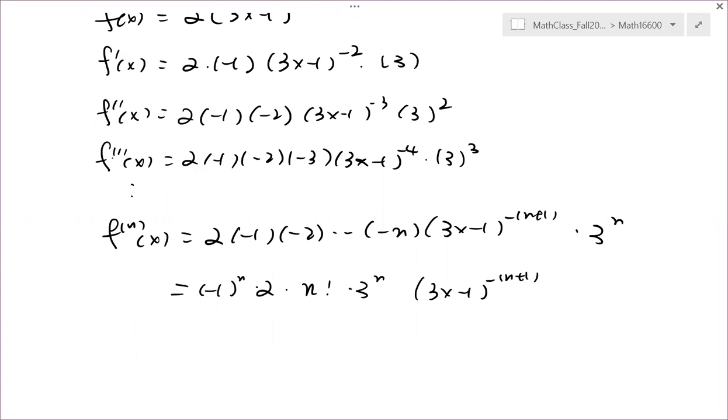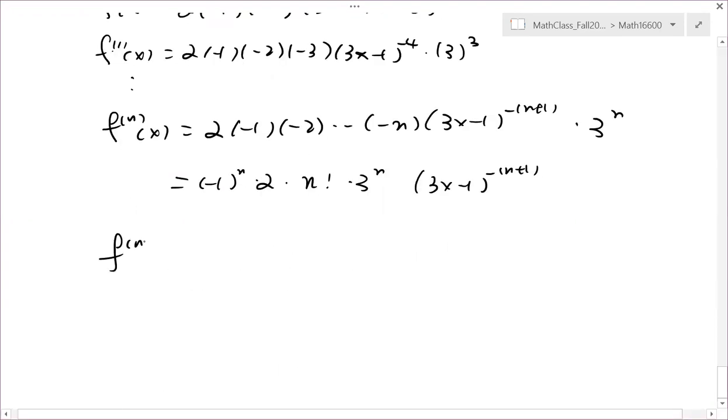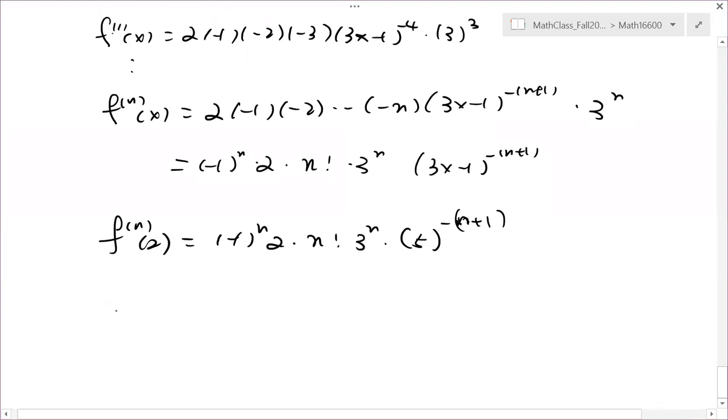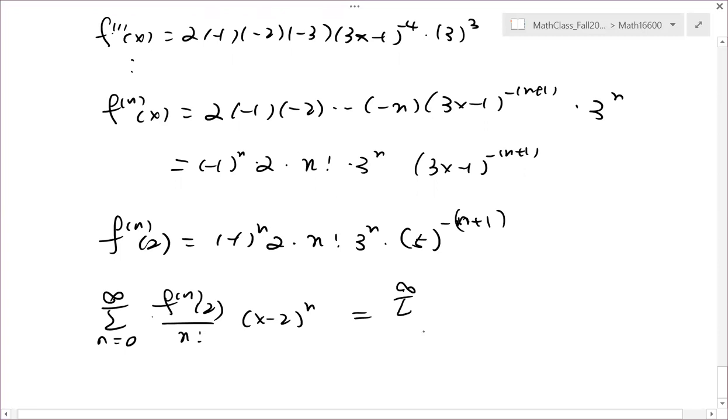Okay, what do we have to find out? We have to find f^(n)(2), right? So it's going to be negative 1 to the n, 2, n factorial, 3 to the power n, and 3 times 2 is 6, 6 minus 1 is 5. Okay, so that is a coefficient. Then the Taylor series is going to be f^(n)(2) over n factorial times (x minus 2) to the power n. So I have to replace this, then n factorial will be canceled out. If you really want to, here's 2, here's 3 to the power n, and here's 5 to the negative n plus 1, and then (x minus 2) to the power n. Okay, this is the Taylor series.